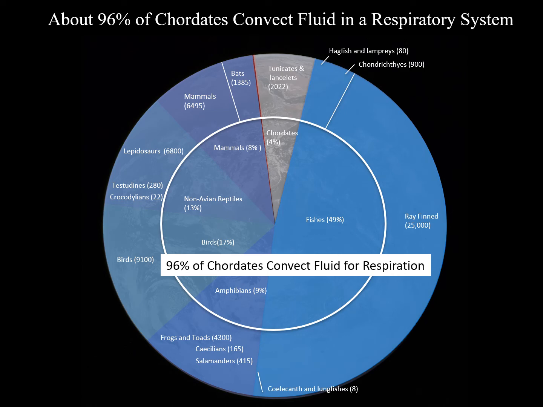While more than 82% of chordates are moving through a fluid, 96% are convecting fluid in a respiratory system. So they're doing gas exchange by either moving fluid over gills or pulling it into and pushing it out of lungs, etc. So understanding how fluid interacts with structures internally, how it flows through tubes and whatnot, is very important in terms of understanding the design of the respiratory system.